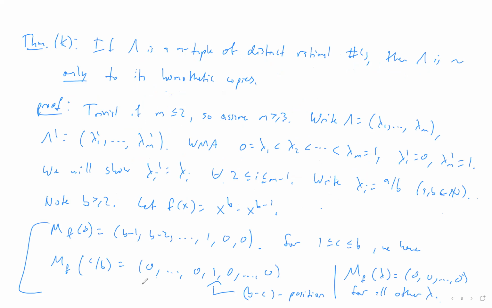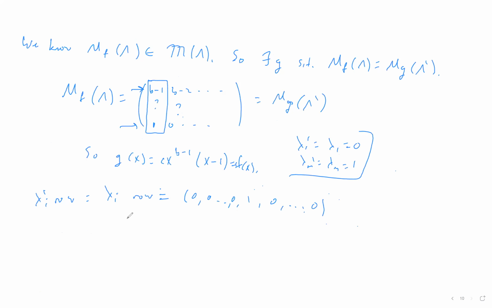The only way you could get a derivative vector which had all zeros except for 1 in a specific position was if the lambda you chose was of this same form. And so this implies that lambda i prime has to be equal to lambda i, because otherwise this lambda i row would not be correct for mg of lambda prime. But this is precisely what we want, because this forces lambda prime to be equal to lambda.